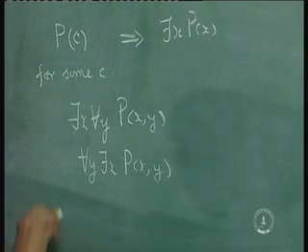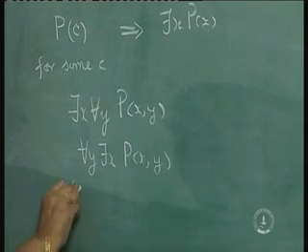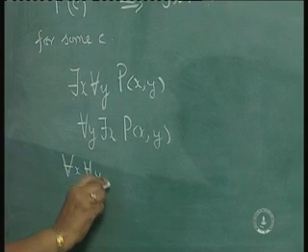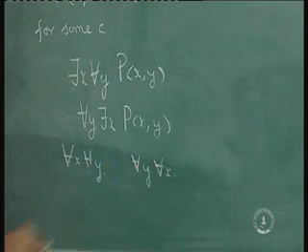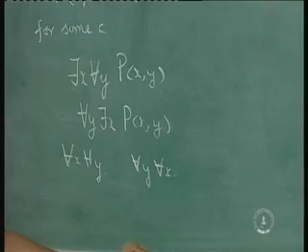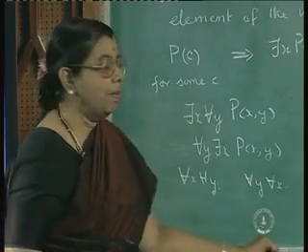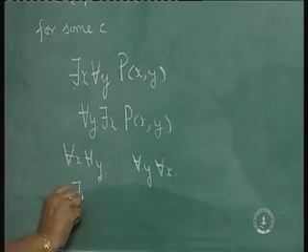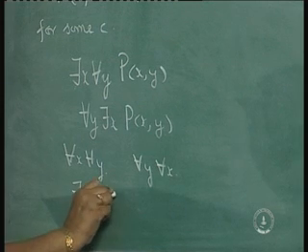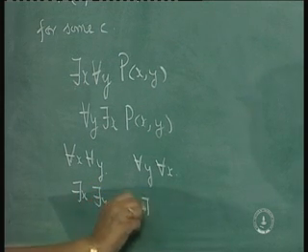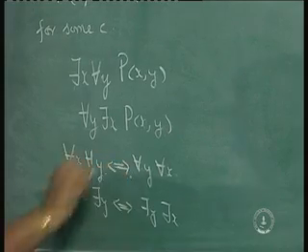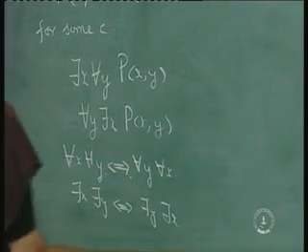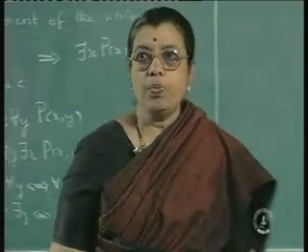But you can always interchange for all of x, for all of y, to for all of y, for all of x. When both are universal quantifiers, you can interchange the order. Similarly, when both are existential quantifiers also, you can interchange them and use. It does not make a difference. Let us consider how it is true.